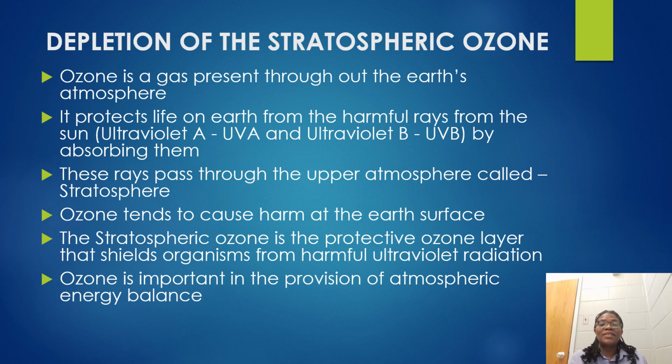So these rays have to pass through the upper atmosphere. The upper atmosphere that they pass through is referred to as the stratosphere. What the stratosphere does is absorb them, preventing them from reaching the air, so that they are not going to harm the life or the organisms that are there. Ozone tends to cause harm at the Earth's surface. So it's normally said that ozone is good up there, but it's harmful down here.